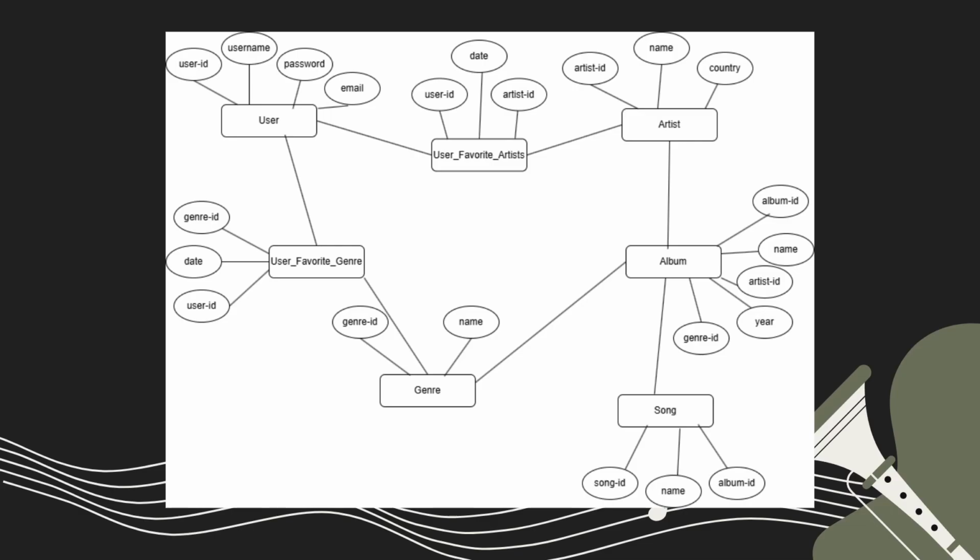So this is my ER model, and it's kind of hard to tell here, but users and artists have a many relationship, so that's why we need a table in between them. But artists have a one-to-many relationship with albums, and albums have a one-to-many relationship with songs.